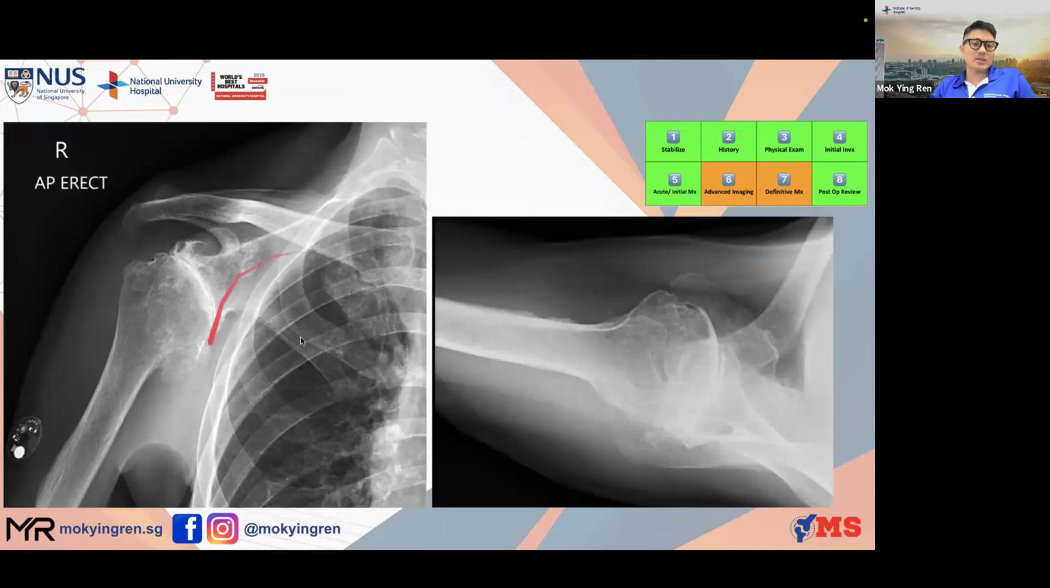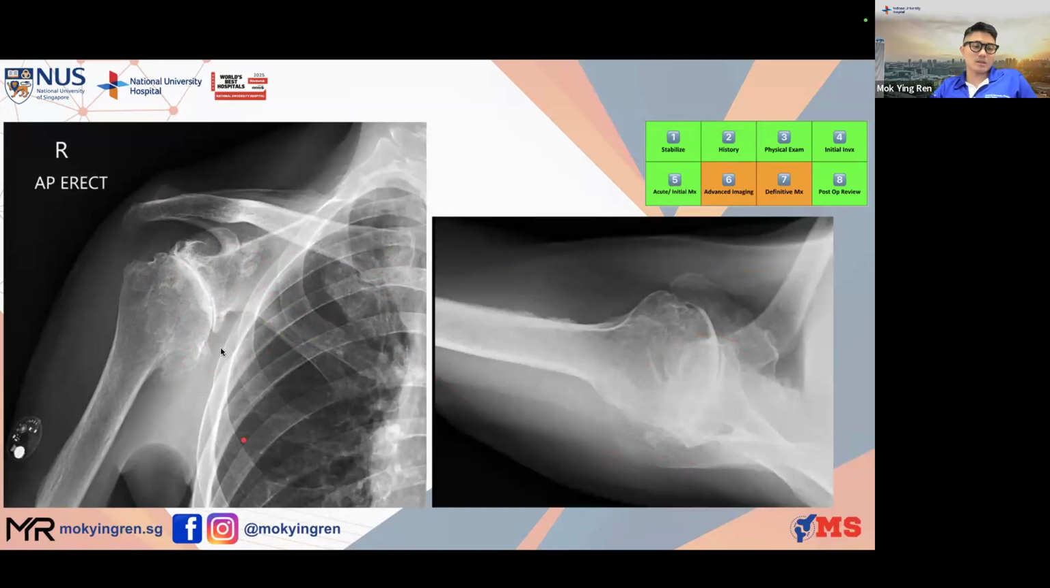And today we have a case of shoulder pain where we will familiarize ourselves with the chronic pain framework. Okay, so the lead into such questions would likely be an X-ray. Here we have an X-ray of the right shoulder, both the AP as well as the axillary view.